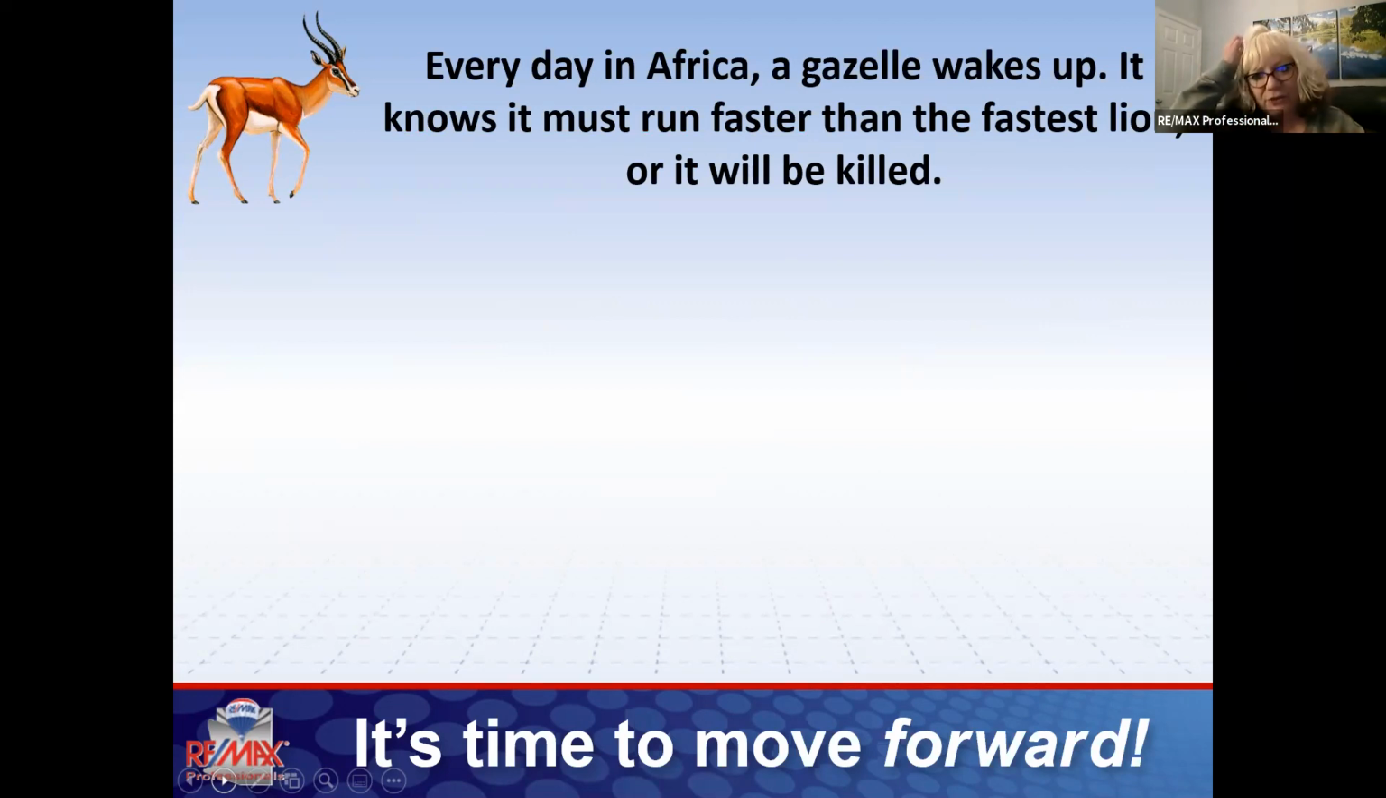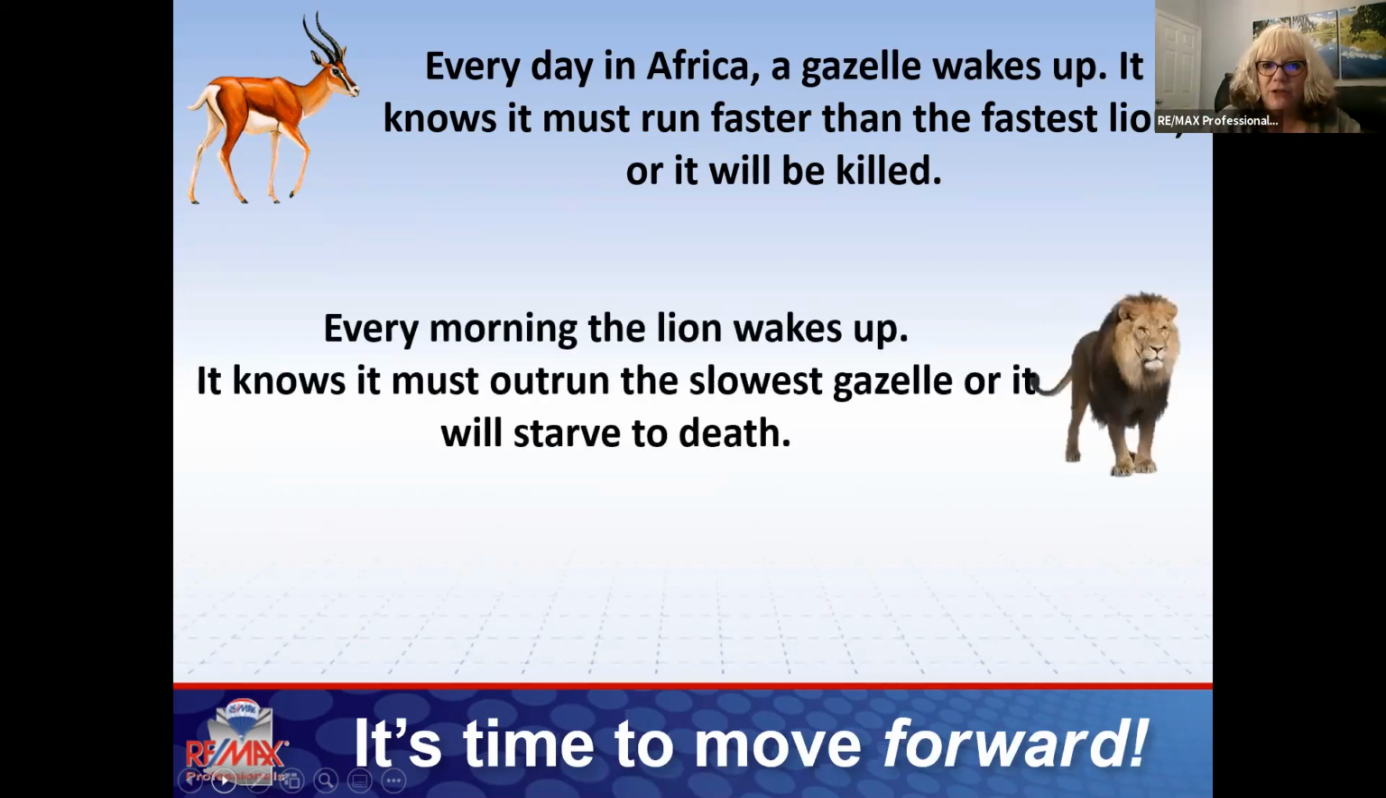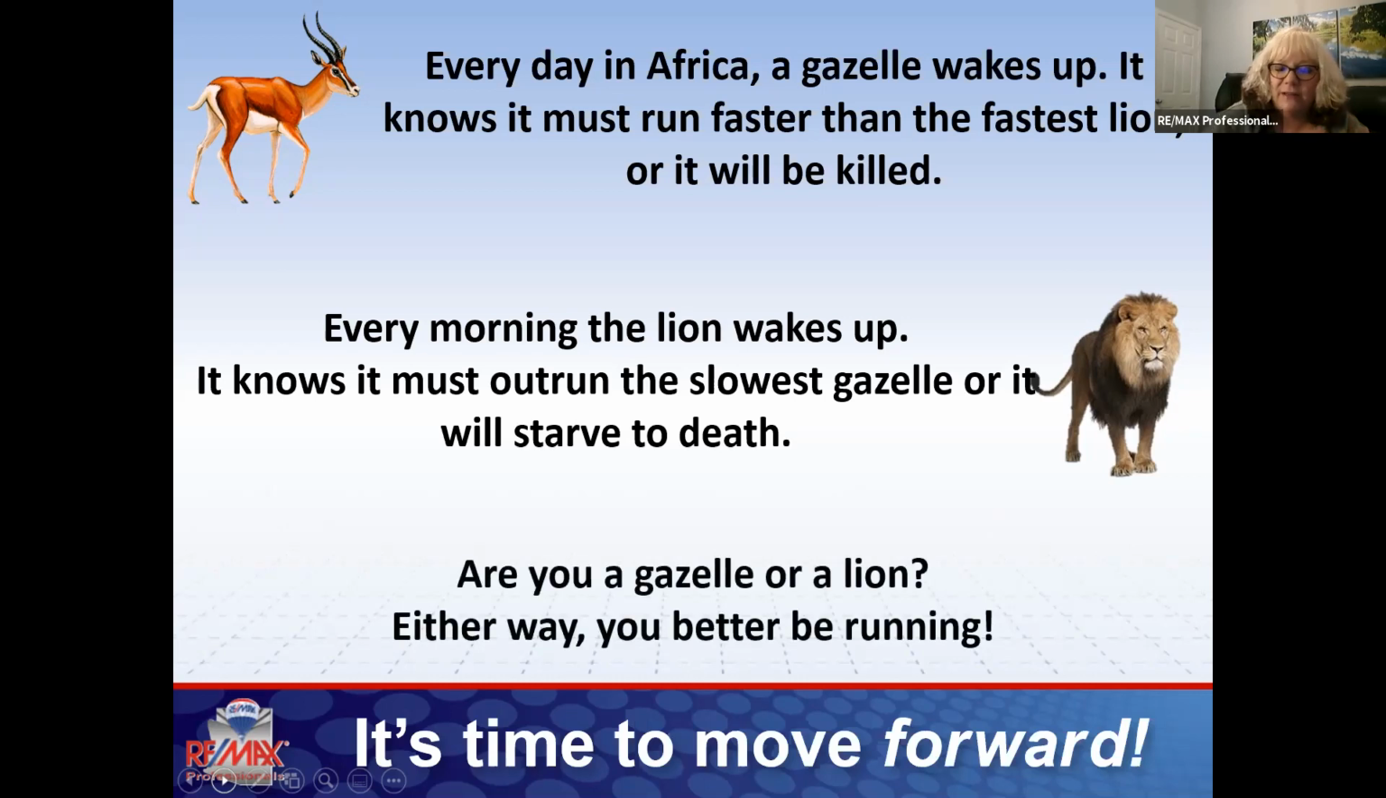And so the lion has very short endurance, right? Can go very fast for a short period of time. So the gazelle knows that it has to outmaneuver that lion or it will be eaten. And every day, constantly the same thing, right? The king of the jungle wakes up and says that he knows he must outrun the slowest gazelle or it will starve to death. And so the question is, are you a gazelle or a lion? Either way, right, you better be running. And there's nothing wrong with being a gazelle, because gazelles can outmaneuver, right?